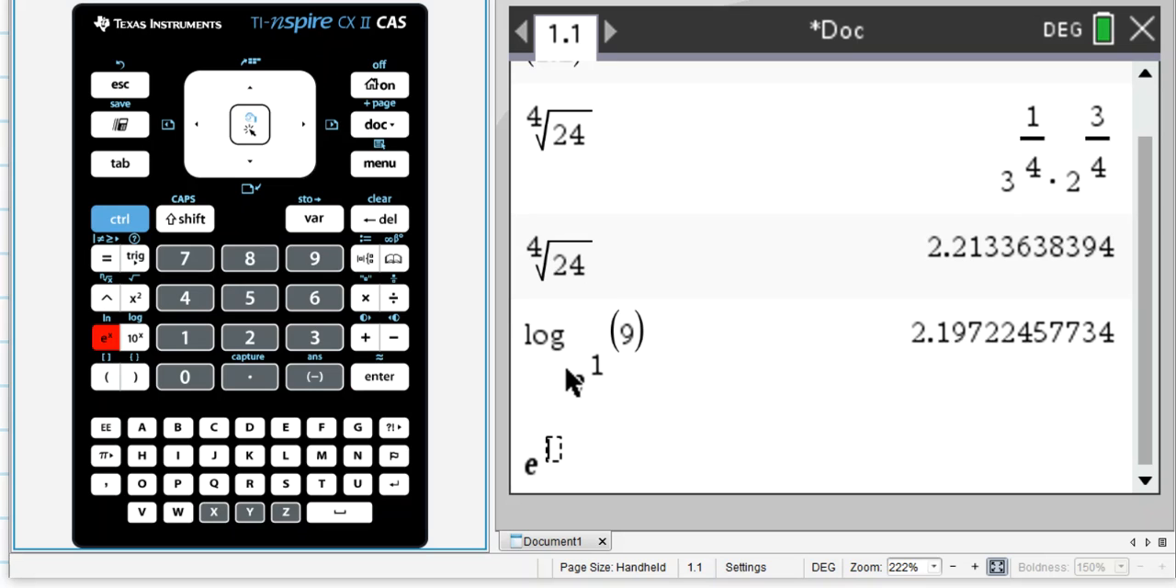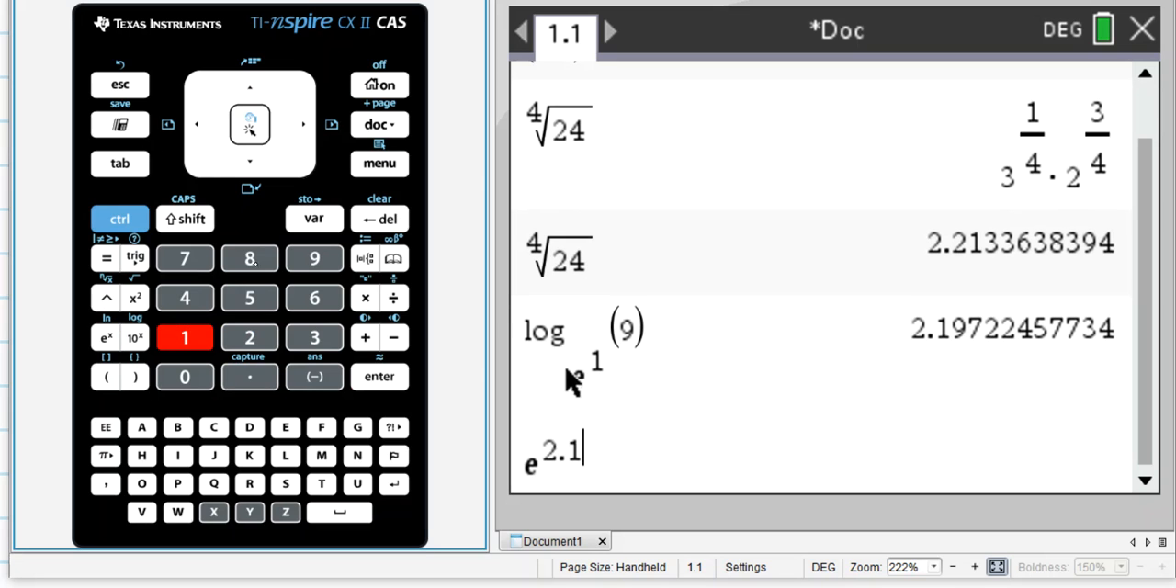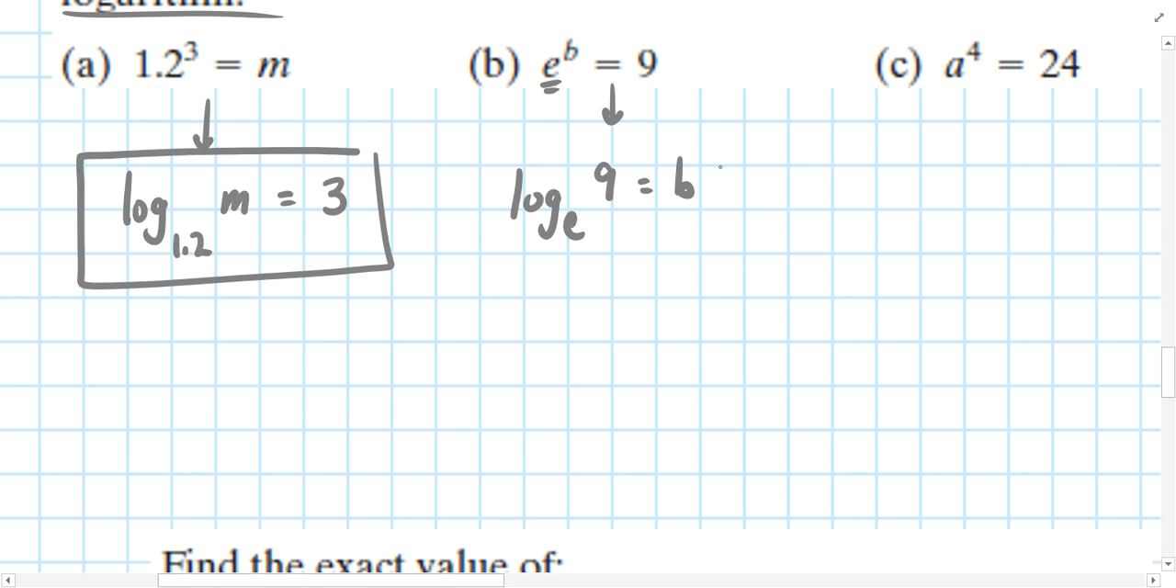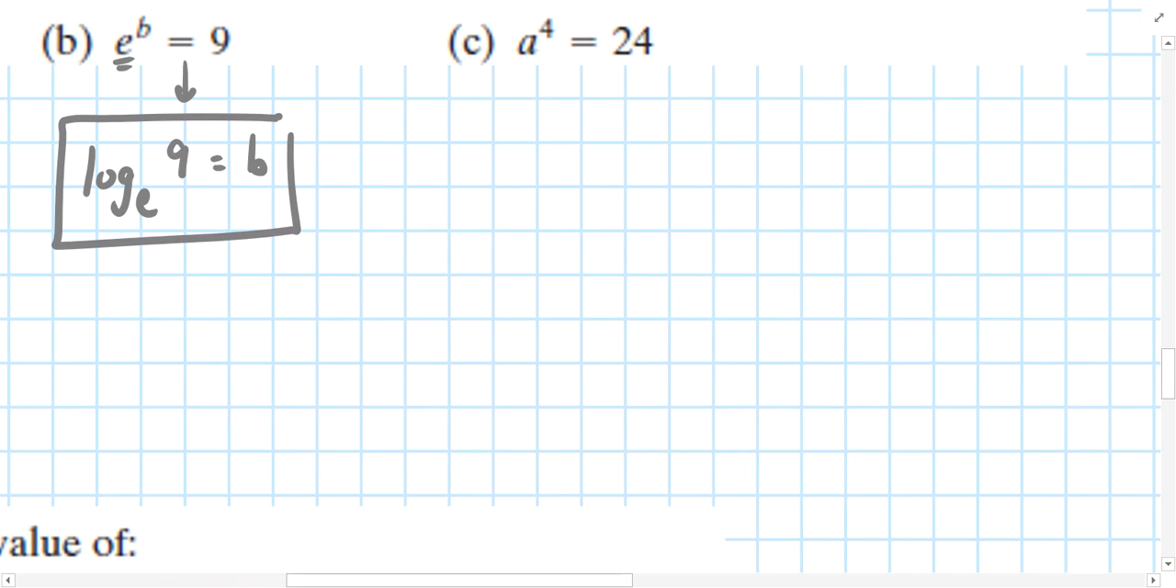Let's check that out. e to the 2.1972457734 equals, that's pretty close. So we lost some accuracy due to the rounding, but I'll say that e to this power does indeed equal 9. So that's a good way to rewrite the exponential and how we can use a logarithm to solve that exponential.